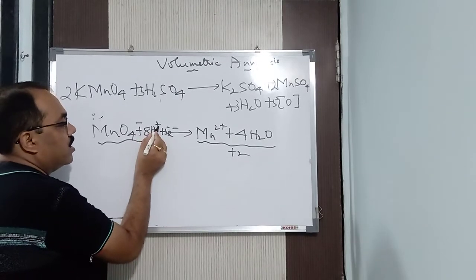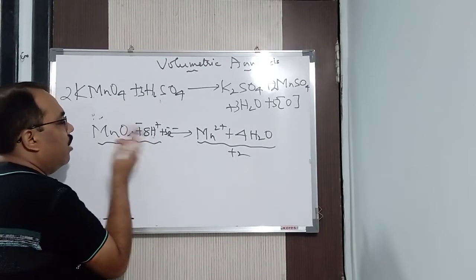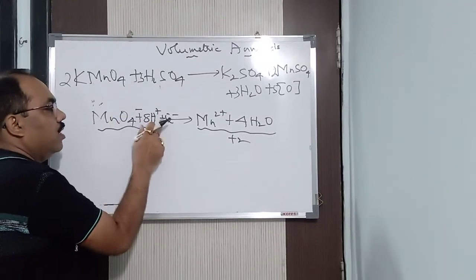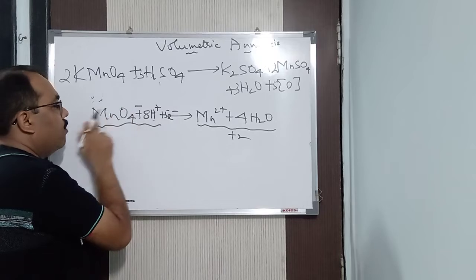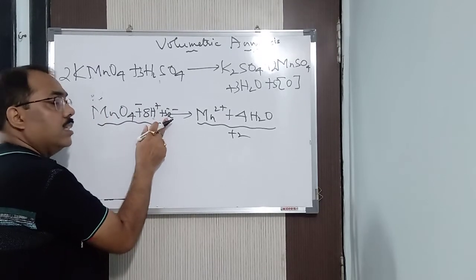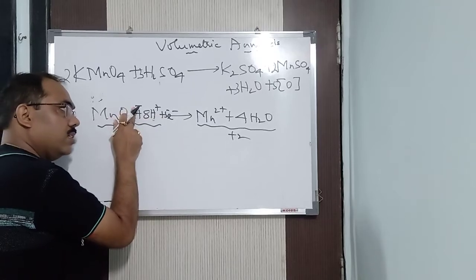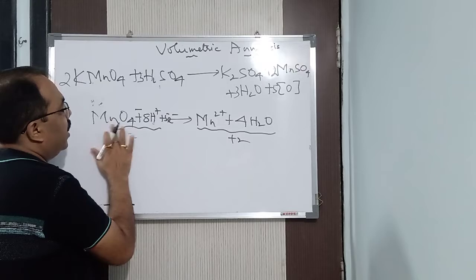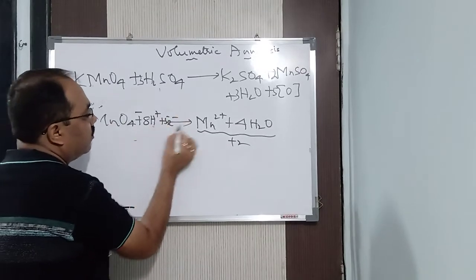Here it is plus 8, and here it is minus 1. How is it minus 1? Here the plus sign is there, no? Plus into minus is minus. So minus 1 minus 5. 8 minus 5 is 3, 3 minus 1 is 2. So we get plus 2, and here it is already plus 2. So it is balanced. How many electrons do we get here?